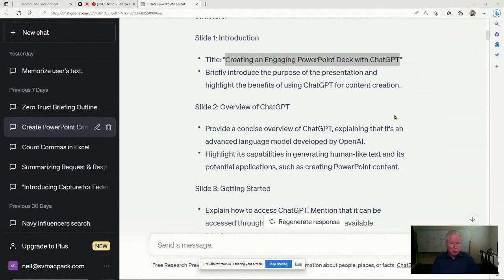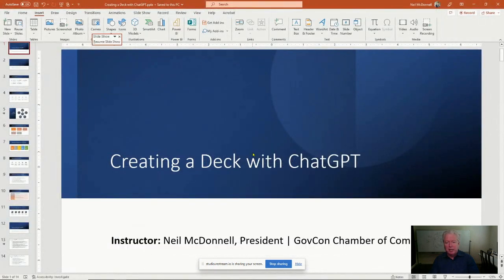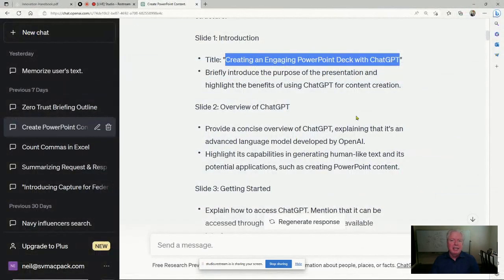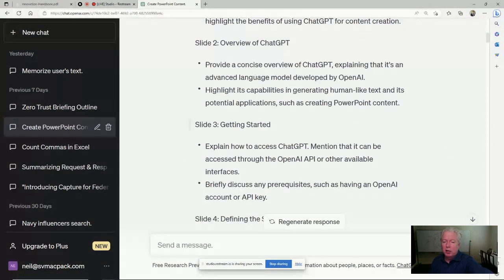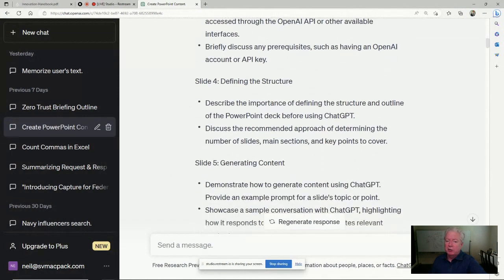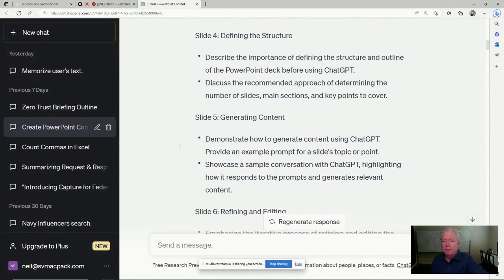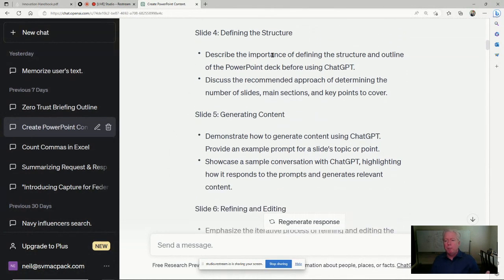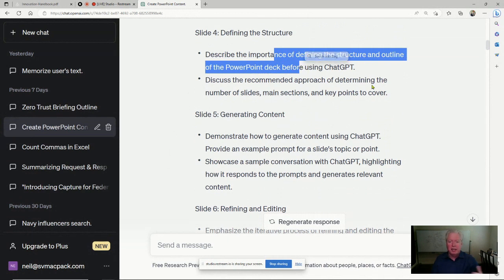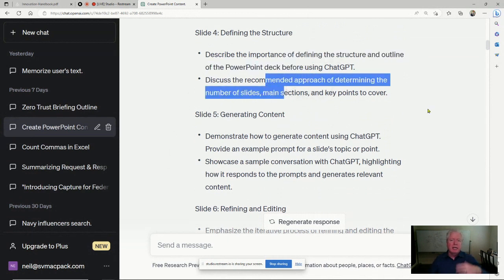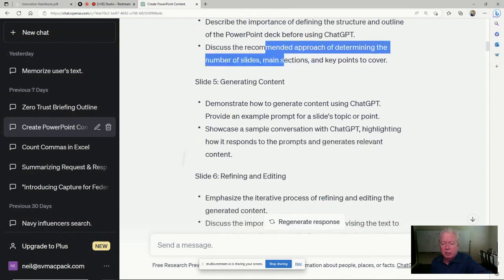You'll notice that I revised the title to just creating a deck with ChatGPT. I didn't need any of the other stuff in there. And then as it went through, it gave me some other stuff, overview, and then getting started. And by the way, I didn't stay with this stuff, so don't bother reading it too much. But it's giving me these slides, which are giving me ideas, right? And it's saying in here, define the structure, describe the importance of defining a PowerPoint deck, and discuss some recommended stuff. So it's giving me some of this information. Let me scoot down now.